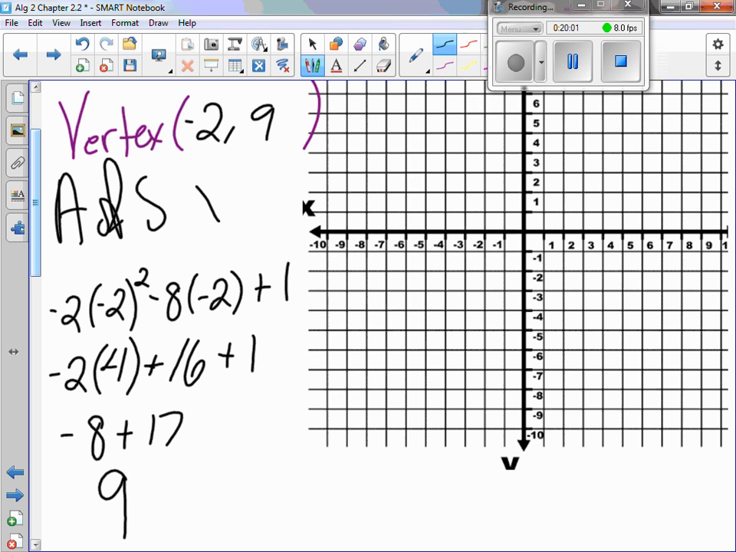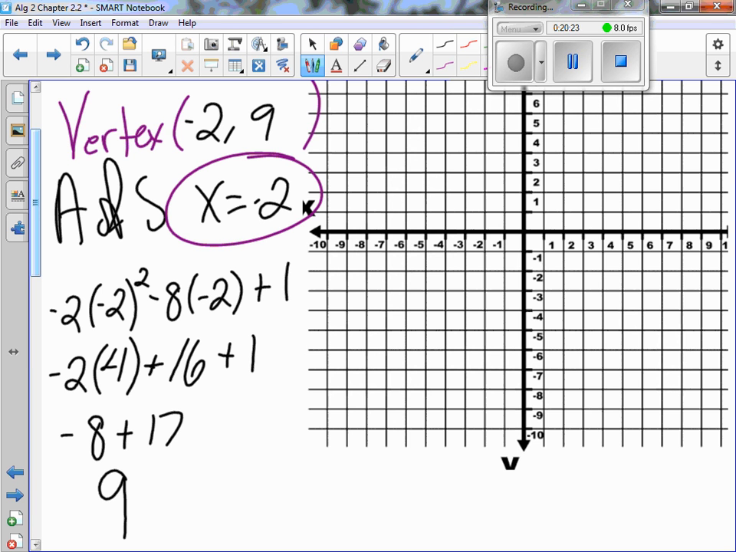Axis of symmetry is x equals negative 2. And then we can graph it kind of like we did the ones before. But that's it. That's all we have to do for these here. Questions on this here? And when you write the axis of symmetry, make sure it is set up as x equals 2 and not just equals 2. Because we're talking about the equation of the line, x equals 2.